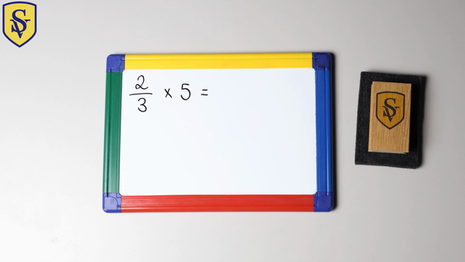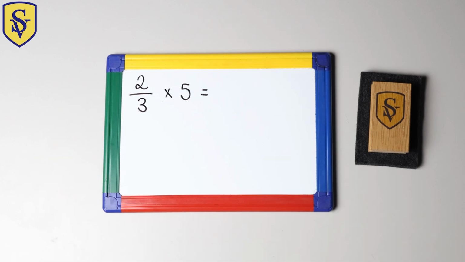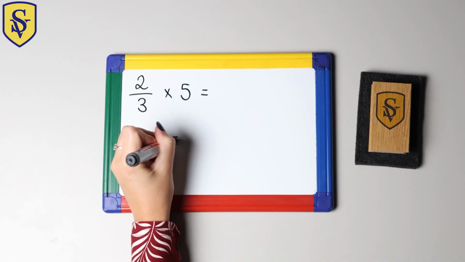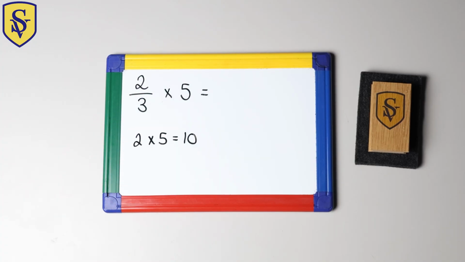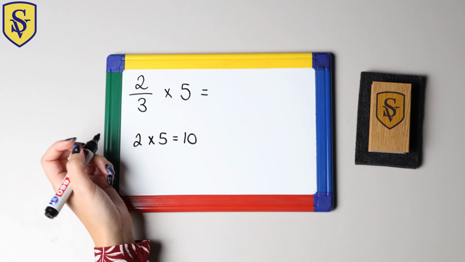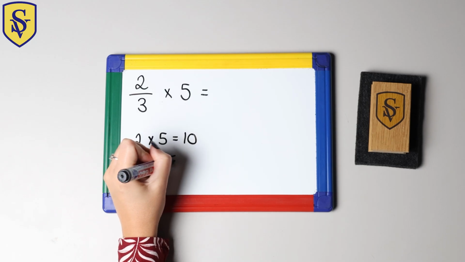The first thing you're going to do is take the numerator and multiply it by the whole number. So 2 times 5 equals 10. The next step is you're going to get the answer and divide it by the denominator. So 10 divided by 3.